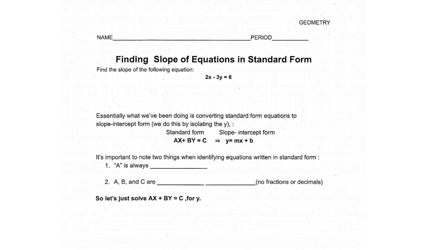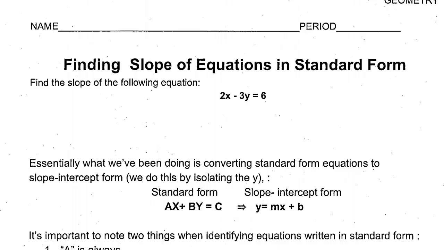Hey guys, today we're going to talk about how to find slope of equations written in standard form. So the first thing we're going to do is just kind of review how we've been finding slope. Okay, when we see an equation that's not written in slope-intercept and y equals, what we do is we convert it. So we're going to change this equation and solve for y.